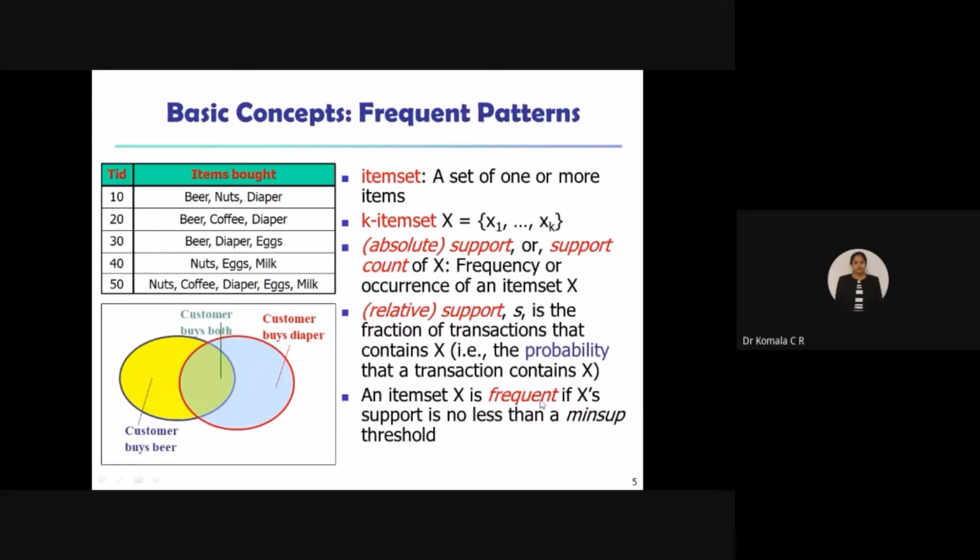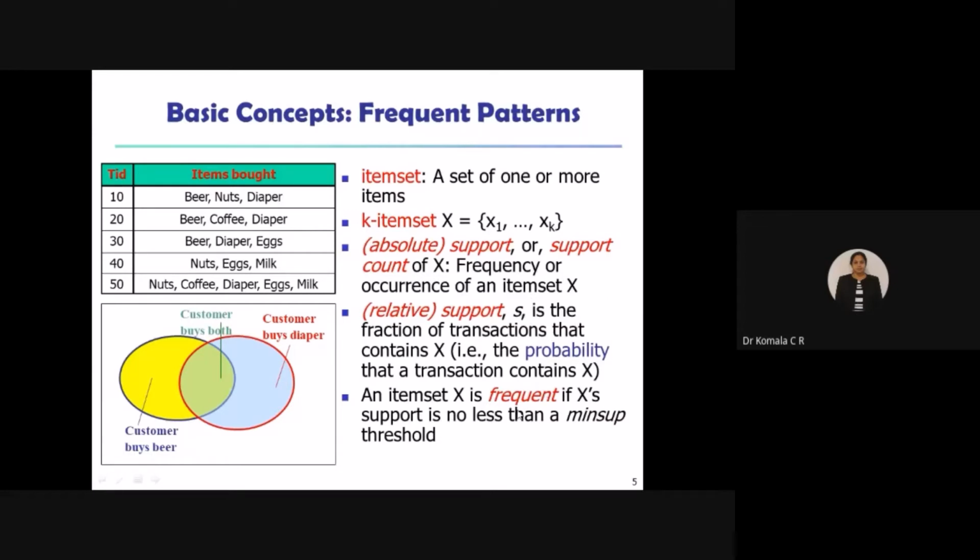It's not compulsory that whatever items you have taken should appear every time. Sometimes it is a fraction of transactions that contains X, and that is called relative support. The probability that a transaction contains X. Correct? What is X? X is the frequency or occurrence of an item set X. Anyway, I'll discuss the example in the next slide.